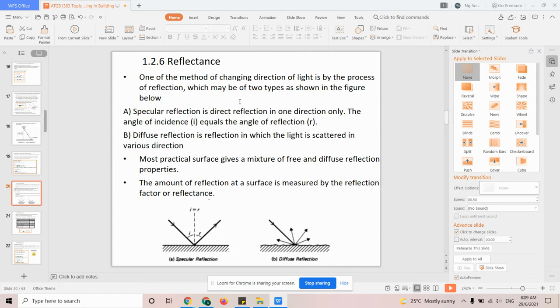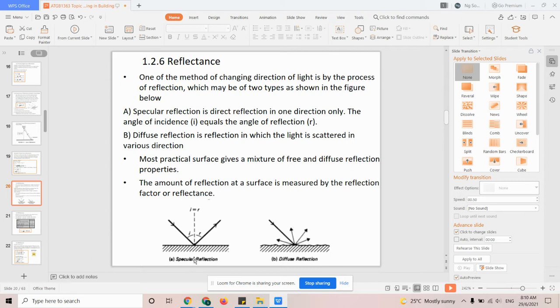So reflection is basically the redirection of light. There are two types of reflection. One is specular reflection, another is diffuse reflection. What we generally have practically for all surfaces is diffuse reflection, meaning when we shine a light onto a surface, due to the surface being very rough, it will redirect the light in different directions.